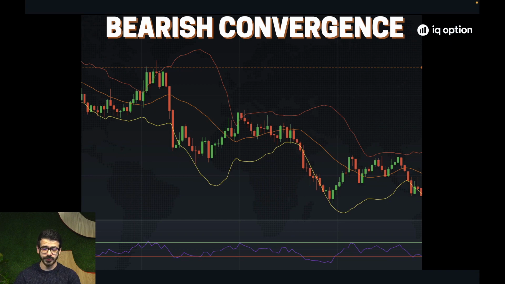And then we've got the bearish convergence. Same thing, we've got here, you see these lows are becoming lower, and then the RSI lows are also becoming lower. They're moving in the same direction. It also tells us that the bearish trend is going to continue in the same direction.